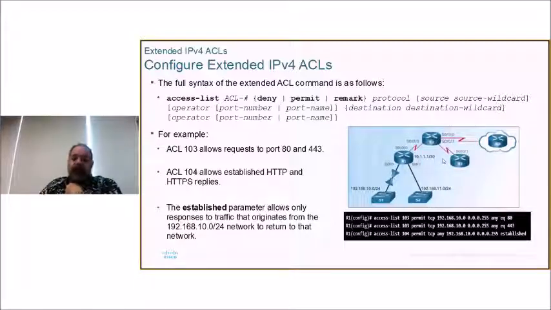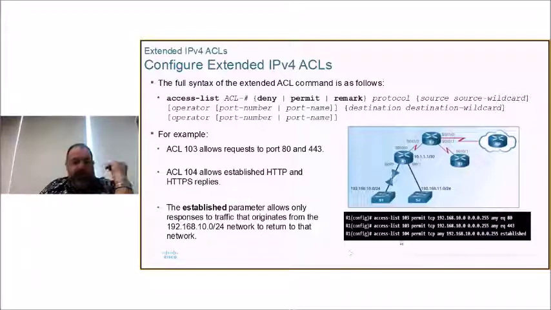So here we've got an example where we allow requests to port 80 and port 443, outbound I'm assuming. And so access list 103, permit TCP, this is an internal subnet, to any destination equal 80. And the same line again, but equal 443. So what's that going to permit? Yep, HTTP and then HTTPS.